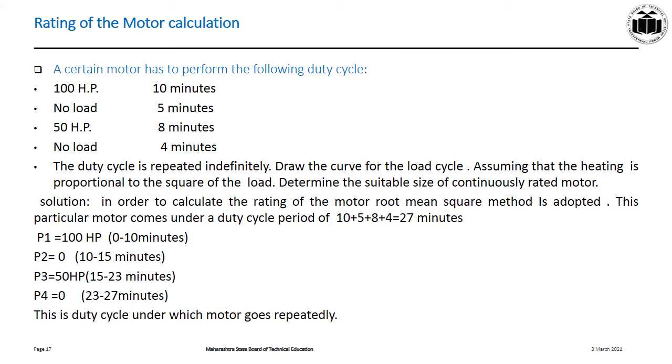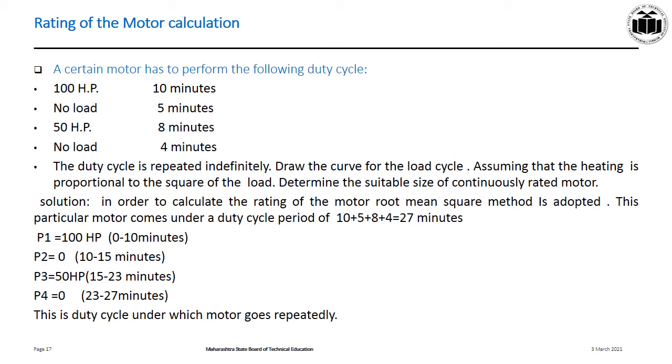This is a solved numerical problem in order to develop a proper understanding of motor rating. The following motor is subjected to this duty cycle: 100 HP for 10 minutes, no load for 5 minutes, 50 HP for 8 minutes, and again no load for 4 minutes. The duty cycle is repeated indefinitely. We have to suggest the rating of the motor. So either it should be 100 HP or more than 50 HP. What should be exactly the one?